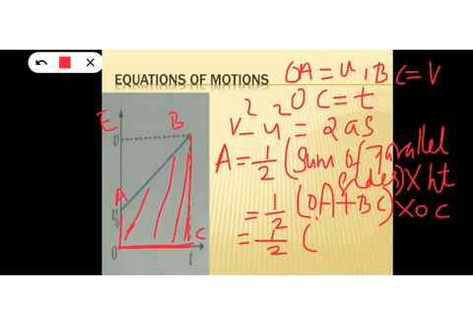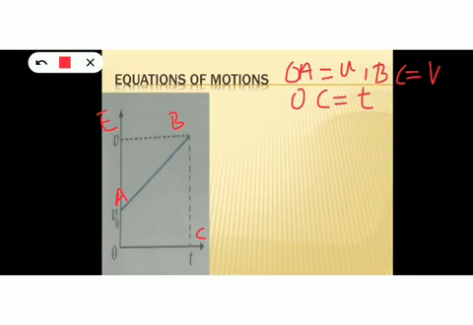Then do the substitution: equal to half into OA plus BC. What is OA? OA is U. And what is BC? BC is V. And what is OC? OC is T. Next we want to do a substitution for T. So children, let me rub this. If you want, you can take the screenshot. So we got area A equal to half into U plus V. U plus V can be written as V plus U, right? V plus U into T.